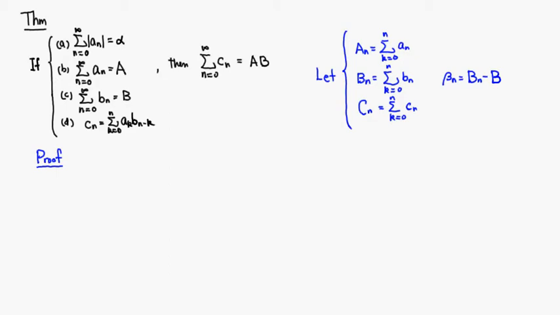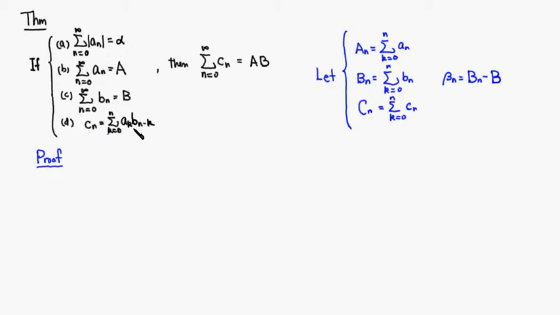All right, let's look at the theorem about the Cauchy product. So series A_n is absolutely convergent. So here, the summation of the absolute value of A_n converges to alpha. And also, series A_n is convergent to A without the absolute value sign. And also, series B_n is convergent to B without the absolute value sign.